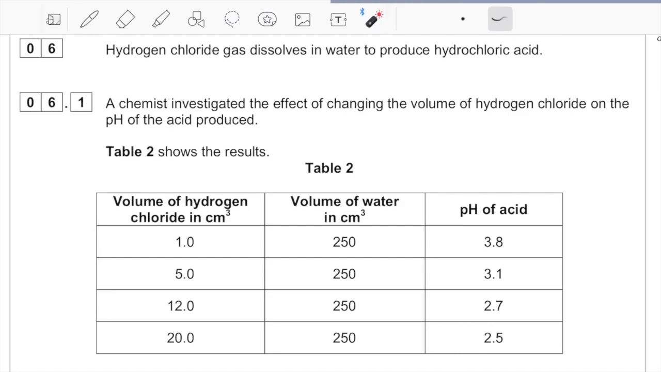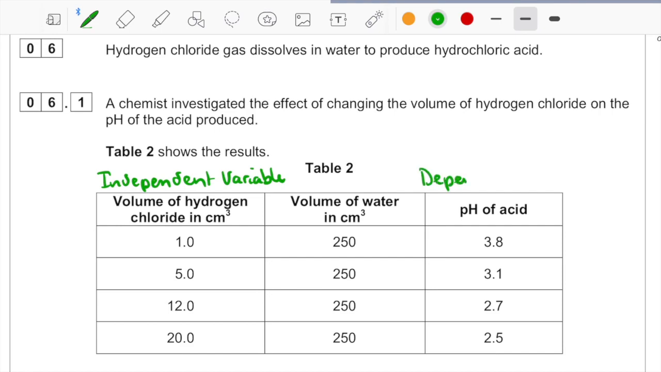So whenever you get a table of results, one thing to bear in mind is that the left-hand column is the independent variable. And if we were plotting this on a graph, that would be on the x-axis. And the right-hand column is the dependent variable. And if we were plotting that on a graph, that would be the y-axis.